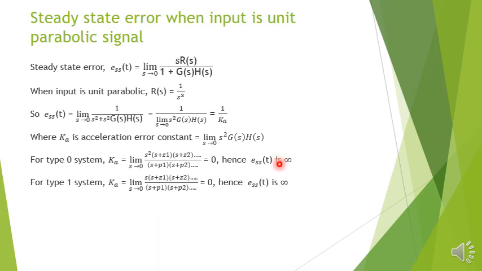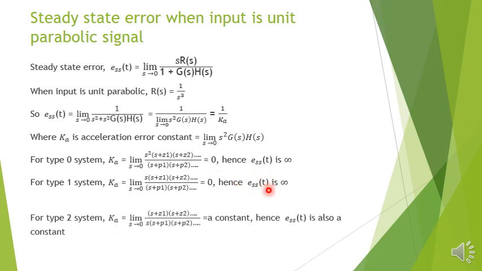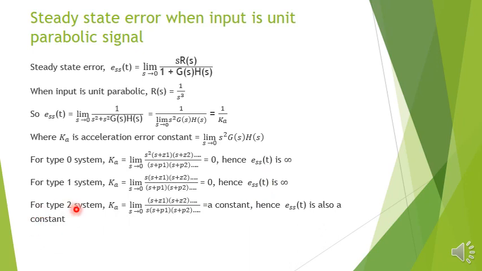Now for a type 1 system, which is having one pole at origin, Ka becomes limit as s tends to 0, s square, and one s in the denominator gets cancelled, so it becomes s into (s plus z1)(s plus z2) and so on. So in the limit as s tends to 0, because of this s in the numerator, it becomes 0, and the steady state error is infinity.